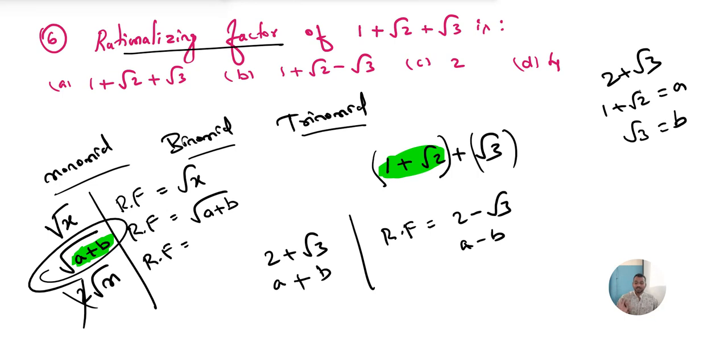Clear? Similarly, let me come back to this. 1 plus root 2 is what? A. Plus root 3 is what? B. It's in the form of a plus b. A plus b, when it comes this side, becomes 1 plus root 2, it is a only. Only this plus will become minus. Root 3 remains root 3 only. So this is the rationalizing factor of trinomials.